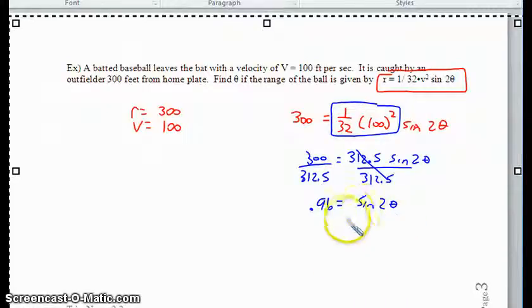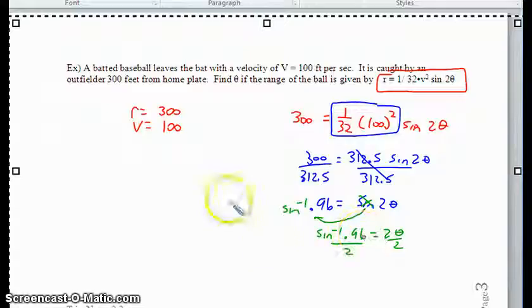This says the sine of 2 theta, so if I want to get theta by itself, I'm going to have to move away the sine. So I'm going to move the sine away by taking the inverse. So now I have the sine inverse of 0.96 equals 2 theta. And then if I want to solve for theta, I would divide that by 2. I'm going to choose to have my calculator in degree mode. When I type the sine inverse of 0.96, get that answer, and divide it by 2, I end up getting that theta is approximately 37 degrees. So the ball would be leaving the bat at a 37-degree angle to be able to get out to my outfielder.